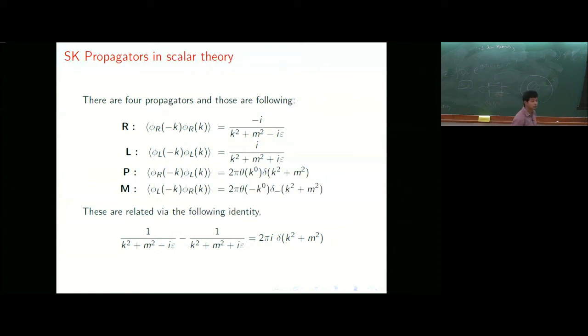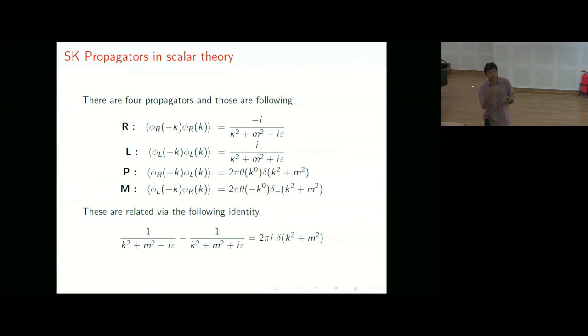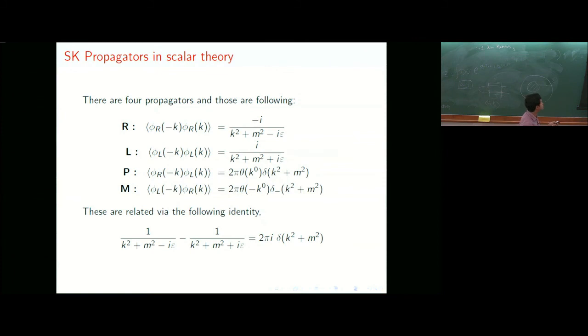I'm sorry, that would be just delta. This is the usual Feynman propagator, which is the right propagator. The left propagator is the complex conjugate of the right propagator. The plus and minus propagators are similar to the cut propagators we come across in cutting rules to prove unitarity. These propagators are related via this identity, which we come across in a complex analysis course. And this would be delta only.